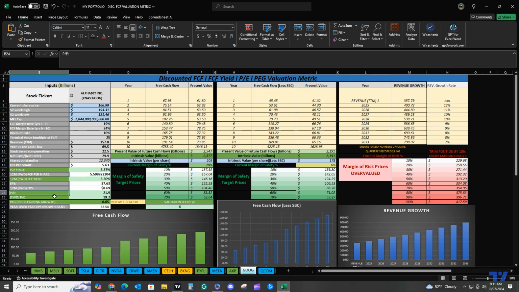And then we have our PE and our forward PE. So our current PE under 25, I think that's great. It's almost a 22 for Google. You're getting YouTube. You're getting the two largest search engines in the world. You got Google and YouTube. They are number one in ads. For a 22 PE, I mean that's just a steal of a deal.